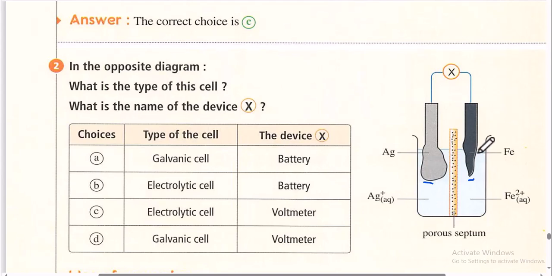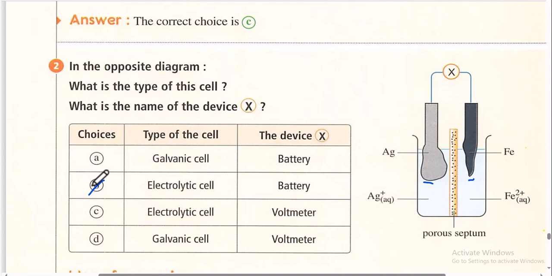Here it is correct. This acts as anode and it is the more active element, and this acts as cathode and it is the less active element. The anode here is corroded, and the mass of the cathode increases. So the reaction here is spontaneous. So it is a galvanic cell, not an electrolytic cell.